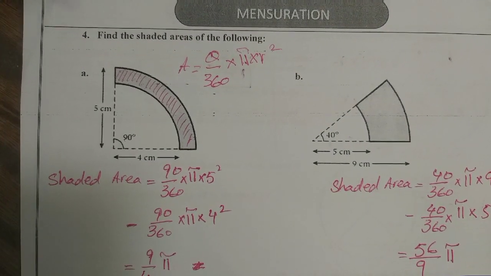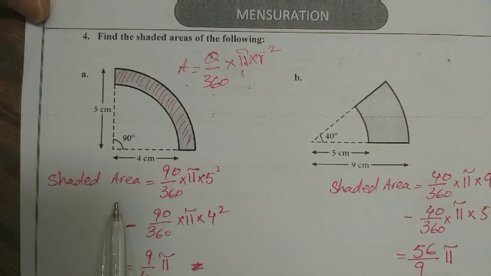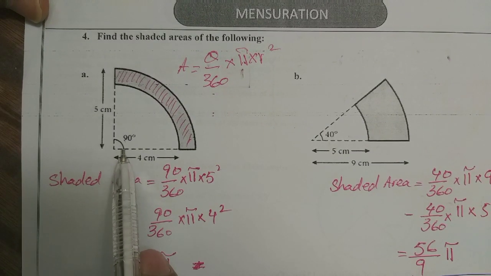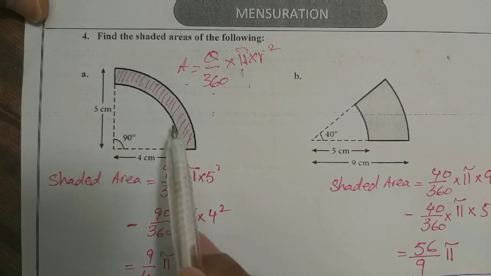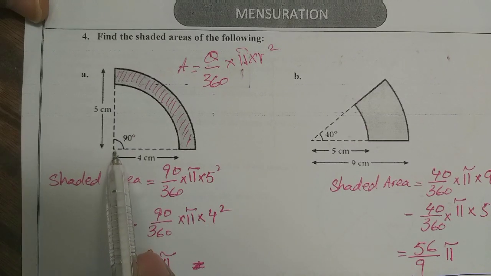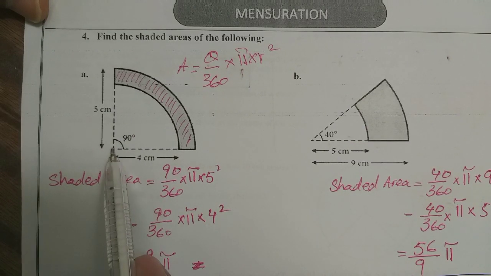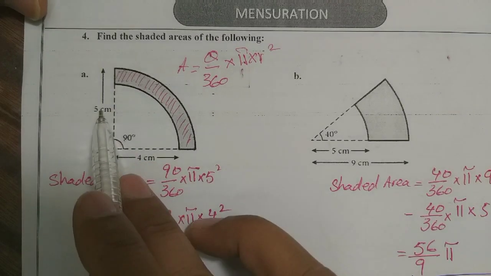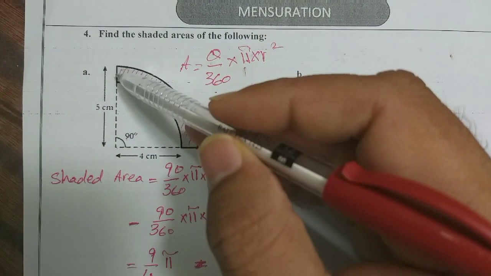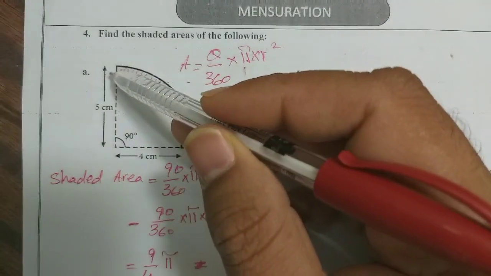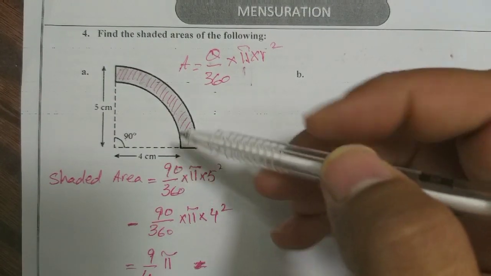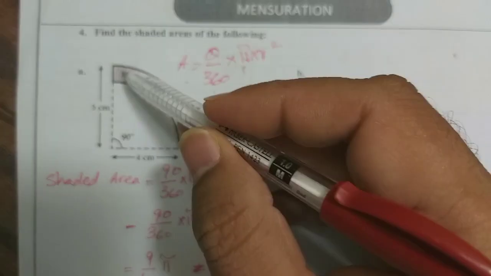Okay, now you need to find the solution. Shaded area equals 90 over 360, just replace. We are given 2 radii. For the first sector, the 90-degree sector, the radius is 4 centimeters. The second sector, the bigger one, is 5 centimeters. The outer curve of the sector is 5 centimeters and the inner is 4 centimeters. So if you take bigger minus smaller, you find this part.